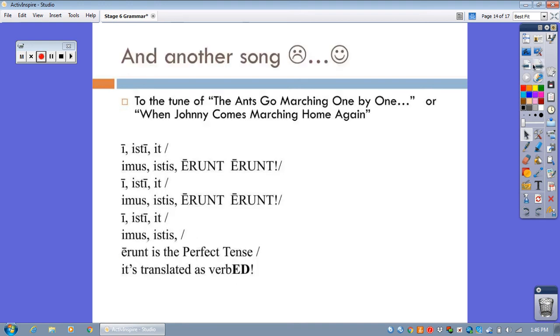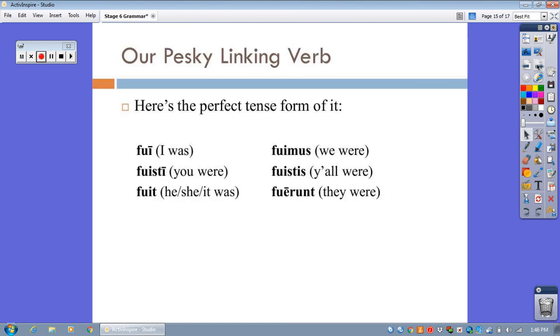All right, now I have a song for those as well, and I will teach it to you when I see you. Now let's go back to our pesky linking verb, the sum, es, est, sumus, estis, sunt verb. Well, it also has perfect tense forms, and here they are. It's essentially the same endings that you just saw, i, isti, it, imus, istis, erunt, except that there's an fu put in front of them, and then it's pronounced fui, fuisti, fuit, fuimus, fuistis, fuerunt. Try saying that really fast.